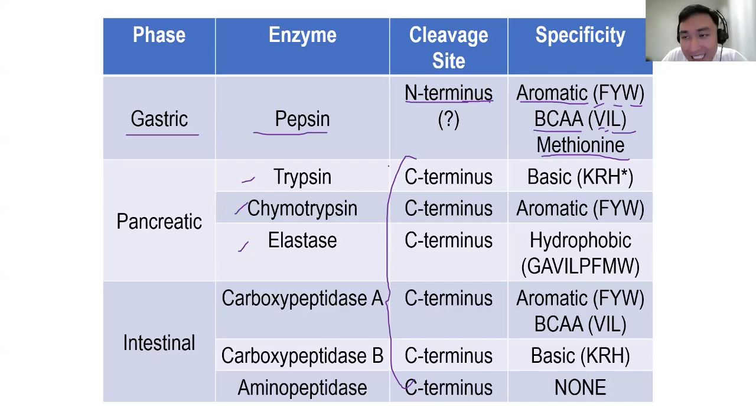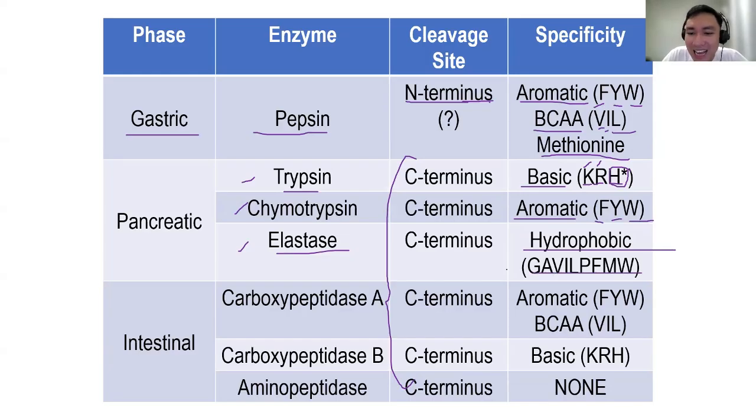So, lahat na yan, C-terminus na yan lahat. So, for trypsin, basic amino acids: lysine, arginine, and histidine. Bakit may asterisk to? Kasi si trypsin, primarily, ang kinikleave niya is si lysine and arginine. So, minsan lang kay histidine. Okay? Chymotrypsin is for aromatic din, like si pepsin: phenylalanine, tyrosine, and tryptophan. And si elastase, lahat ng hydrophobic.